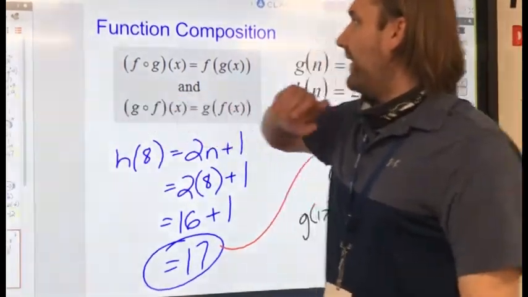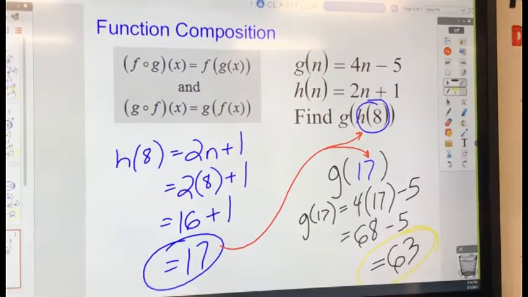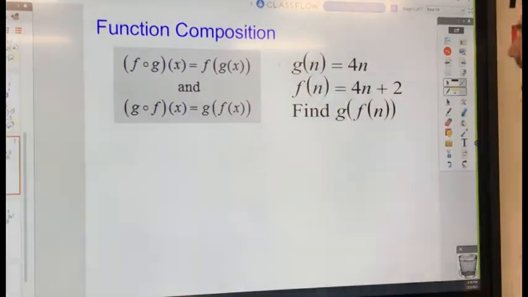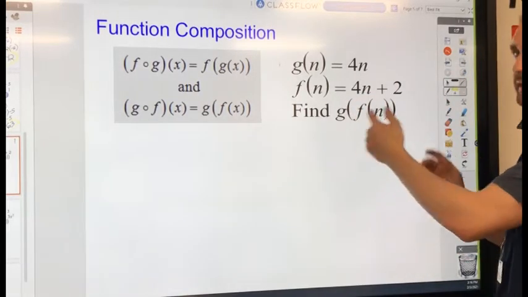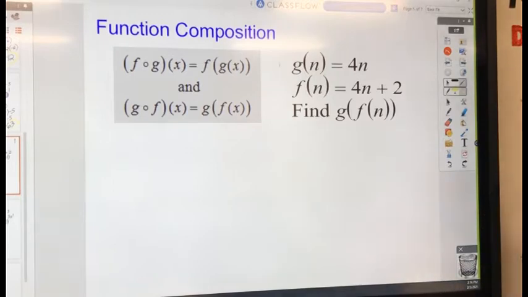So that is evaluating function composition. All right, so I have two functions. G of n equals 4n, f of n equals 4n plus 2. I want to find g of f of n. So we're not evaluating. I want to place one function inside of another and see what new function I get out of that.